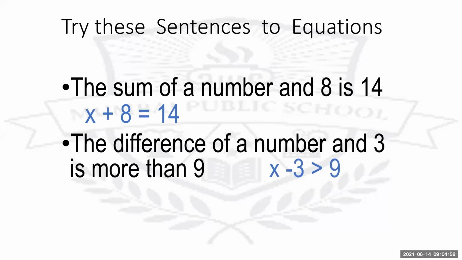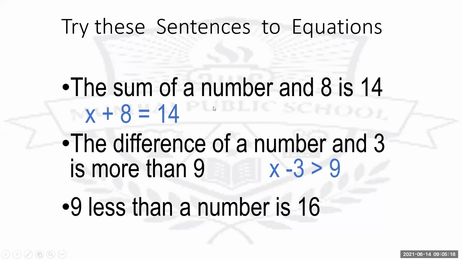So the equation is x plus 8 equals 14. Very good. Now, the difference of a number and 3 is more than 9. Now check here, you're coming across this phrase, is more than 9. Understand? So is more than 9 means you're going to show this sign here. 9 less than a number. Check difference. It is x minus 9 equals 16.